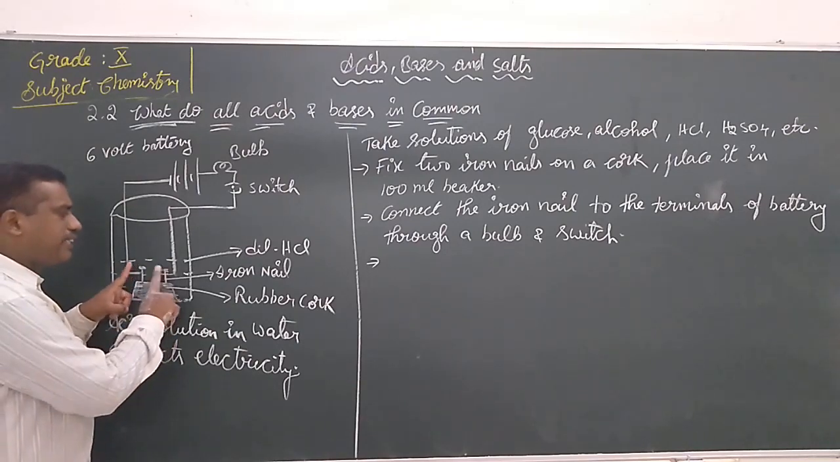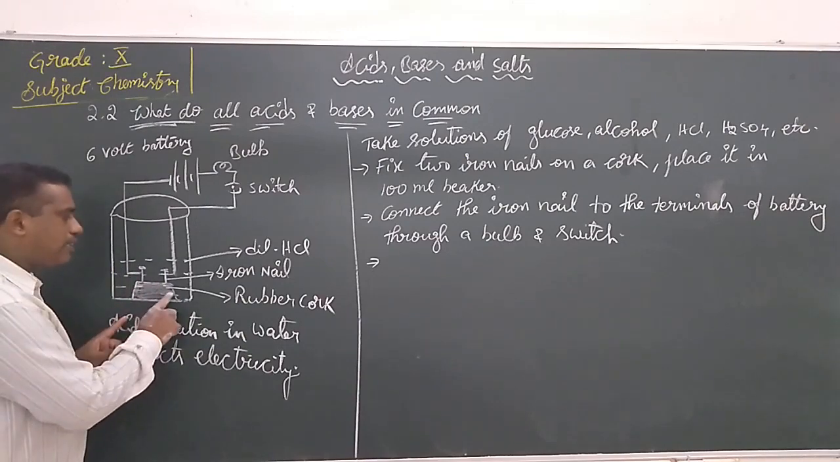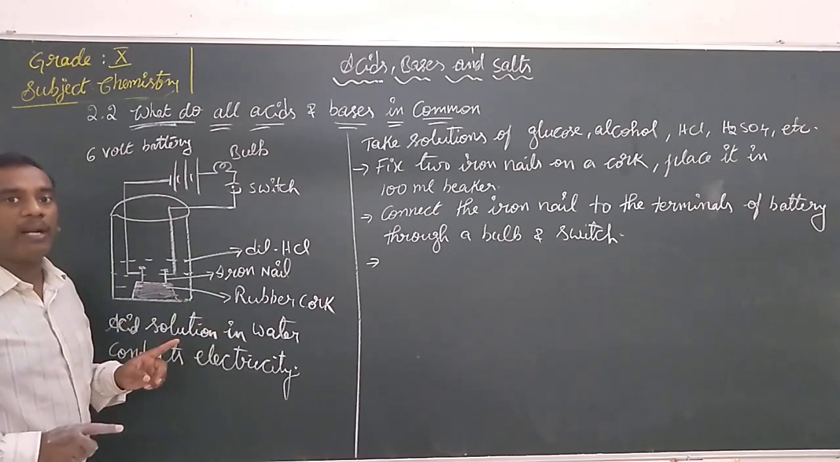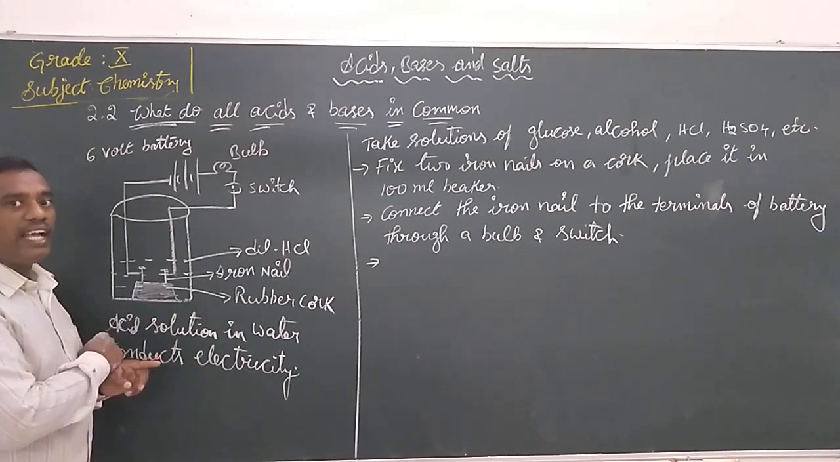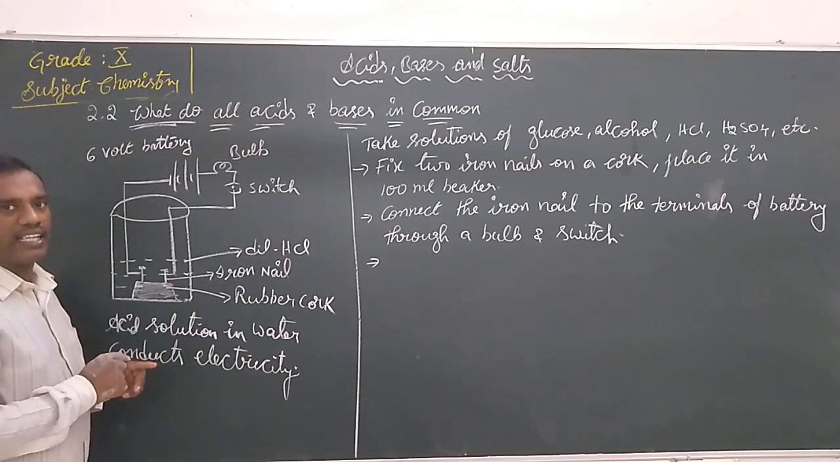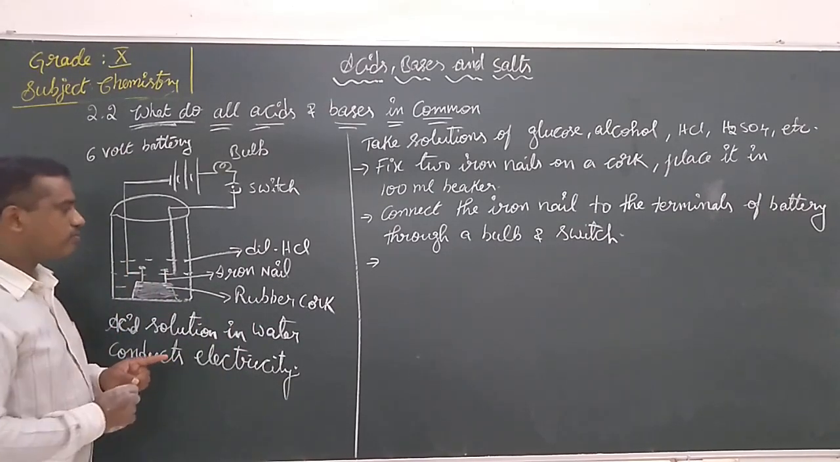The iron nails are not connected internally because they are separated by a rubber cork. It is an insulator, but iron is a conductor if they are connected to each other. So they are separated by an insulator.